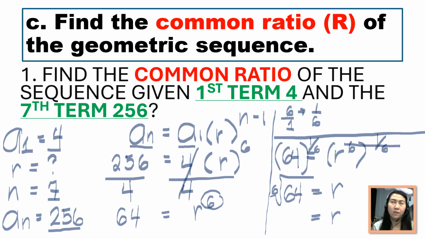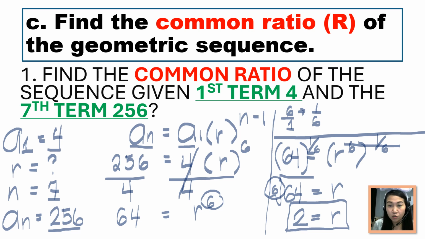What do we mean by 6th root of 64? It means you will think of a number that you can multiply 6 times to itself, and then the answer would be 64. What number are you going to multiply 6 times to itself that will give you an answer of 64? The answer here is 2.